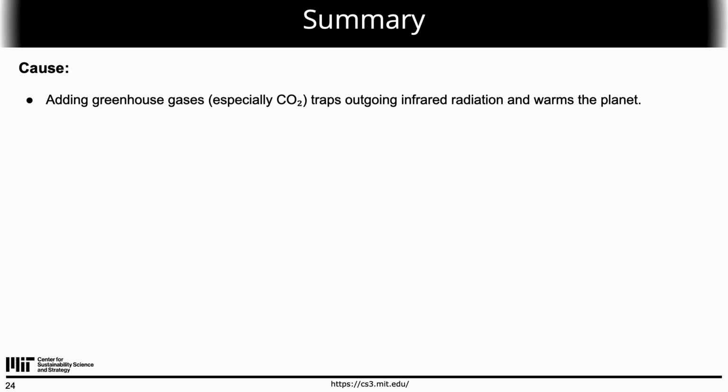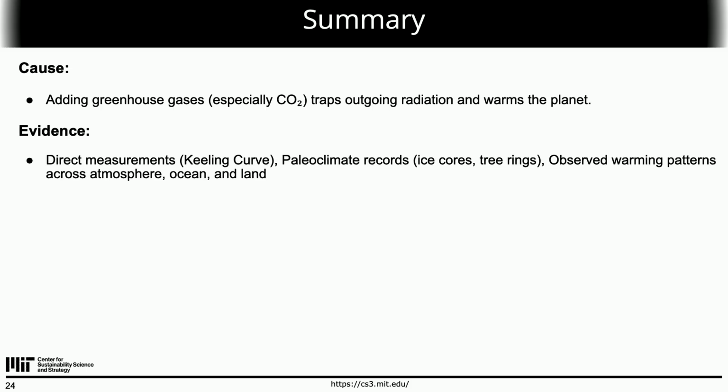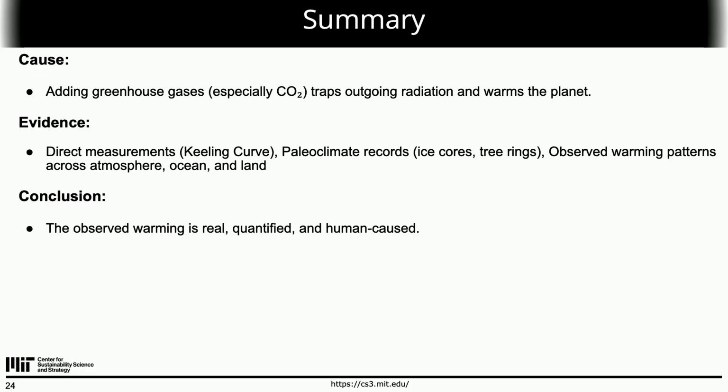And to summarize, so what is the cause? I wanted to summarize in 3 quick points. The cause is adding greenhouse gases, especially carbon dioxide, which traps outgoing infrared radiation and warms the planet. And what is the evidence for that? The evidence is direct measurements. Eric has shown us the Keeling curve, and there are paleoclimate records, ice cores, tree rings, and even observed warming patterns across atmosphere, ocean, and land. In conclusion, the observed warming is real, it's quantified, and it's human caused.